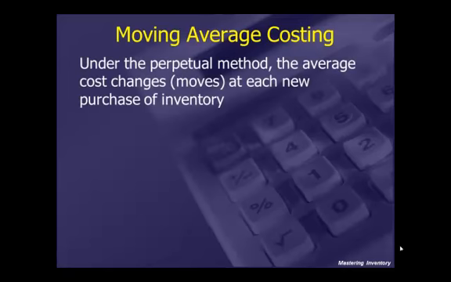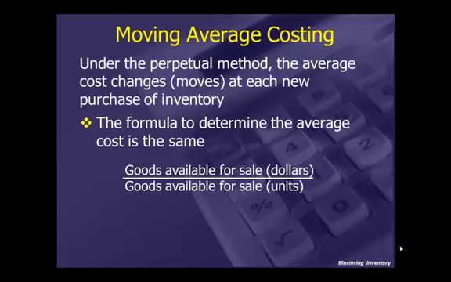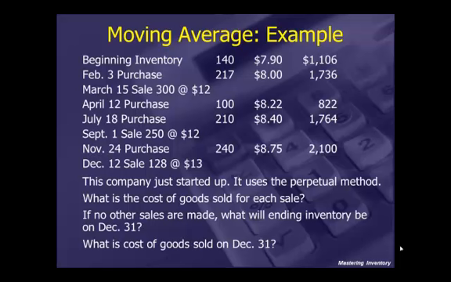Under the perpetual method, the average cost moves at each new purchase of inventory. The formula to determine the average cost is the same. It's where we take the goods available for sale in dollars, divide by the goods available for sale in units. All right, we're looking at the same situation. It's a moving average. The company just started up. It does use the perpetual method.